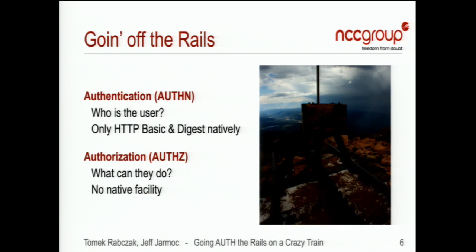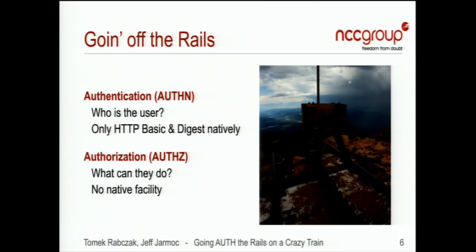It really helps in the security model to think of things as separate, with authentication focusing solely on identifying the user, and then authorization determining what privileges they have in the application. In both cases, there's not a lot of support built into Rails natively. On the authentication front, only HTTP Basic and Digest are natively supported out of the box. On authorization, there's really no native facility.